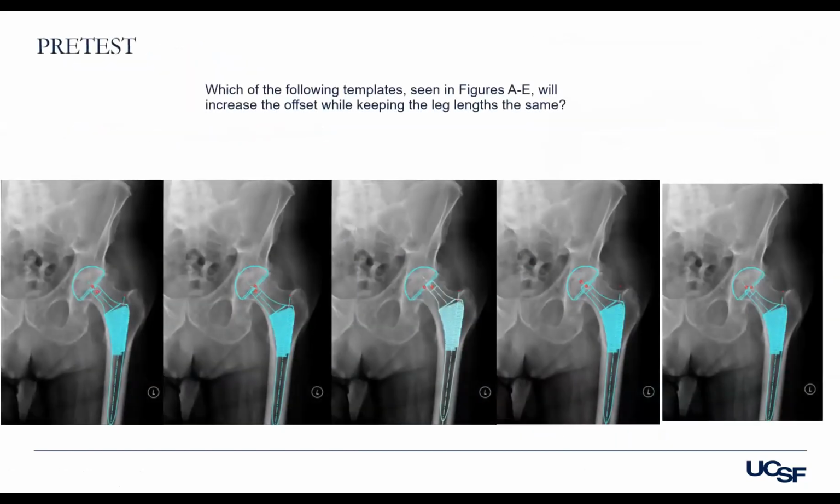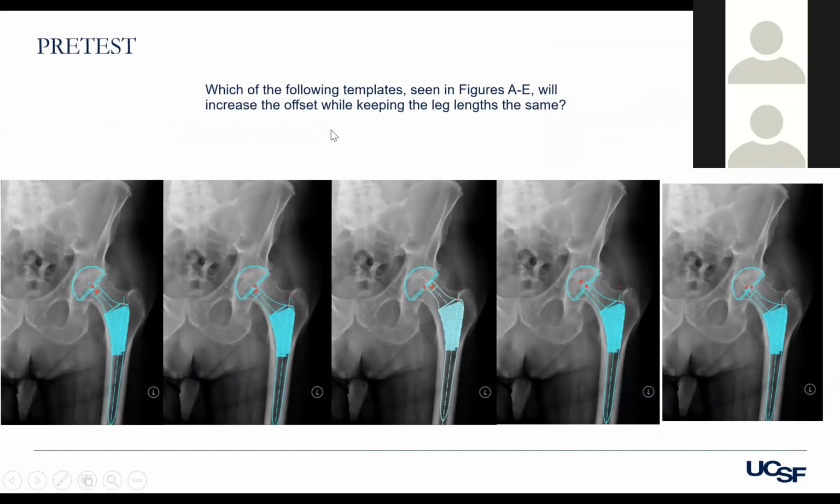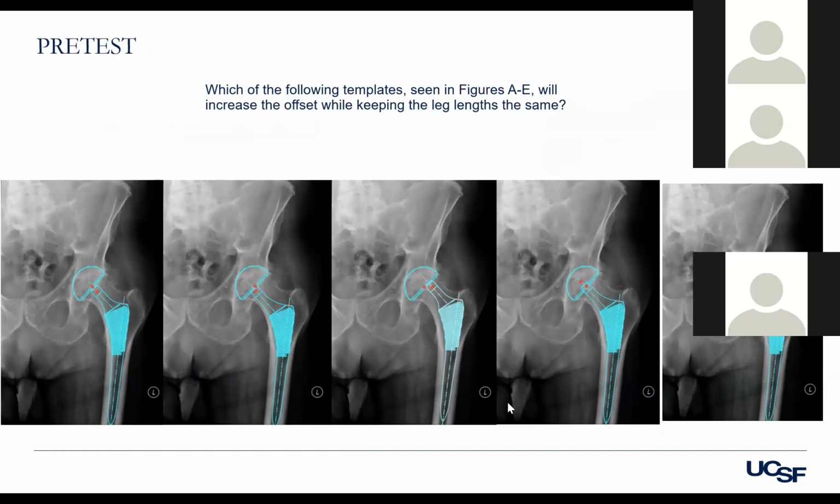So templating, we went through this in conference a couple of days ago. Let's give Laura a chance. Which one? So ignore the question. I'm going to ask you a question and then tell me which one is the right one of these. So which one is going to keep leg length the same and decrease offset? Should be the middle one. Good. Howell, which one's going to increase leg length? Decrease leg length, keep offset the same? It should be the second one.